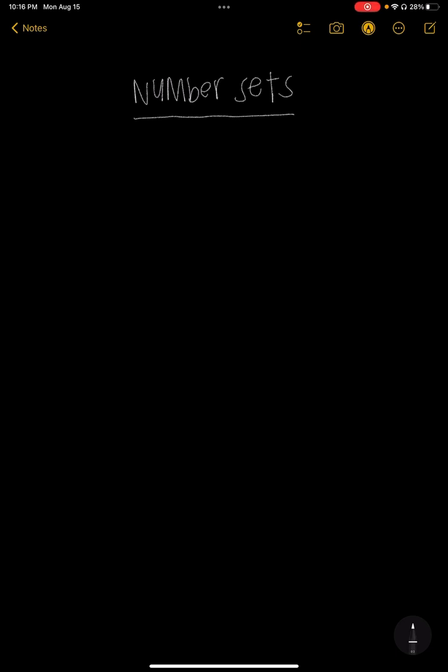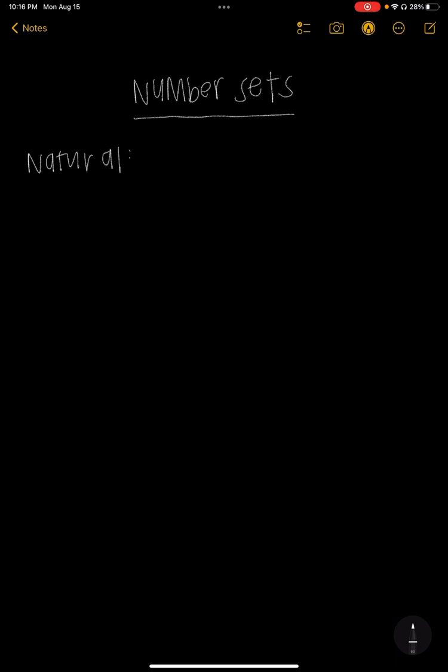Hi everyone. Today we are going to be talking about number sets and how to group different numbers into different categories based on what they look like and different properties. The way we're going to talk about it today is we're going to go from the most specific set to the least specific set. So the most specific set that we're going to talk about today is the natural numbers.